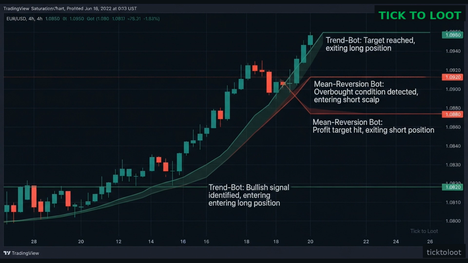Now meet the second bot, the mean reversion robot. This one believes that prices tend to bounce back toward an average after moving too far in one direction. Picture a rubber band stretched. It wants to snap back.